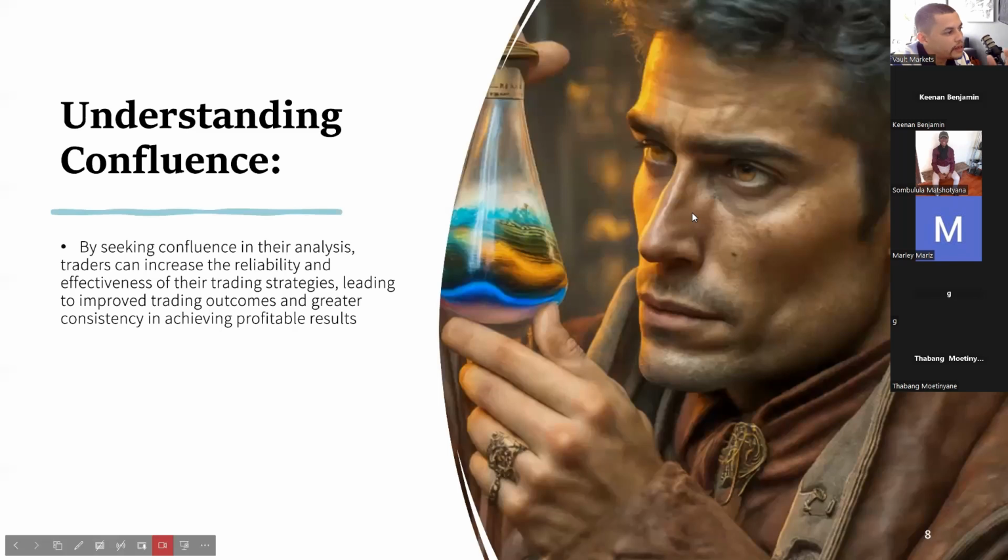So, by seeking confluence in the analysis, traders can increase the reliability and effectiveness of the trading strategies, leading to improved trading outcomes and greater consistency in achieving profitable results. Okay.